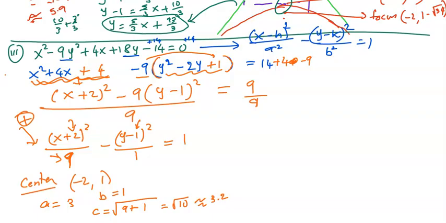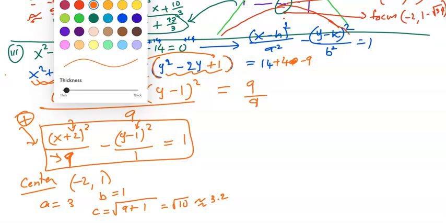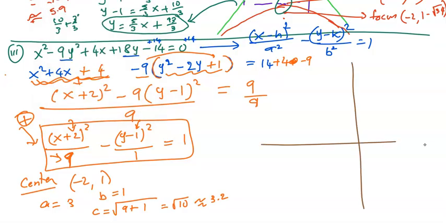All right, we got the standard equation here, and then we got a, b, c. Now let's start drawing it. Let me use a different color here. Let's use brown. So I'm going to go -2, 1. That's the center of the hyperbola. I'm going to go 3 units to the right and 3 units to the left. So 1, 2, 3 units.